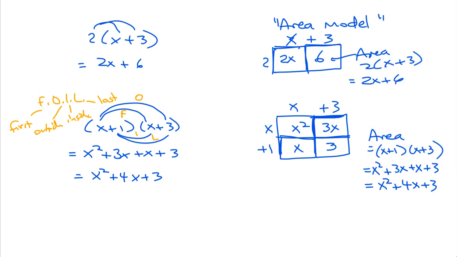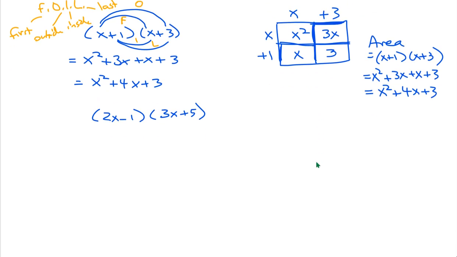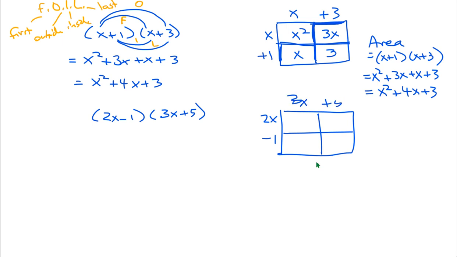This time I'll throw in some negatives. So let's go 2x minus 1 times 3x plus 5. Okay, I'll do it first with the area model, and then I'll do it without the area model. So first one, we're going to make our brackets, and we're going to go 2x minus 1. Now it doesn't matter which one goes along the length and which one goes along the width, because it's just multiplication and order doesn't matter.